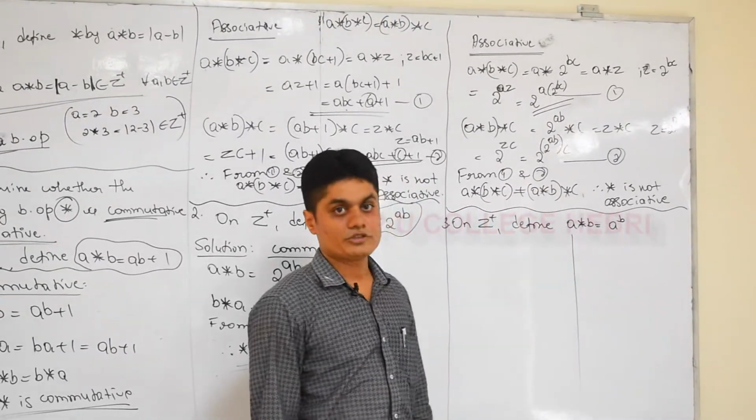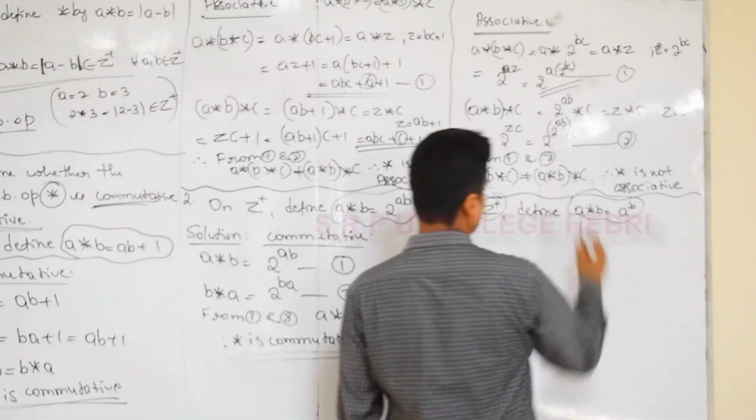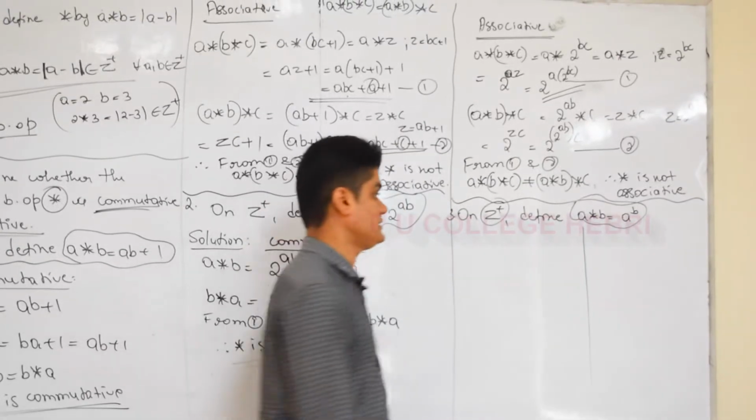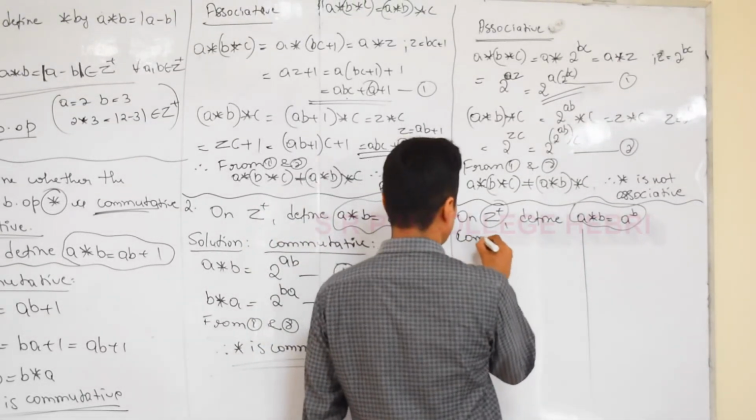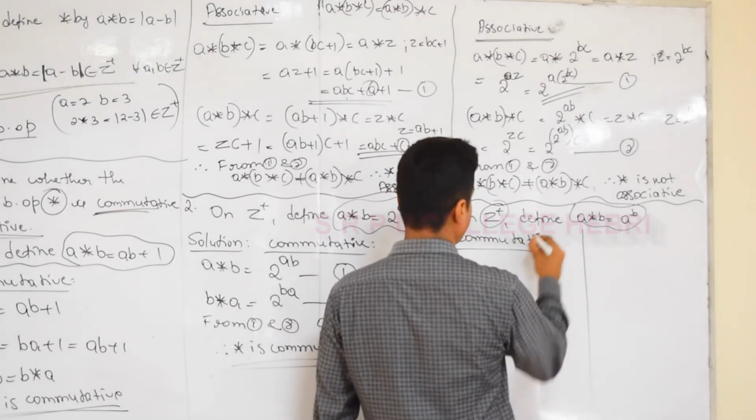Okay, one more question, the last question for this video, is on Z plus: A star B is equal to A to the power B. First, what should we check? The commutative property. This is easy, observe and be clear. We have to check whether it is commutative or not.